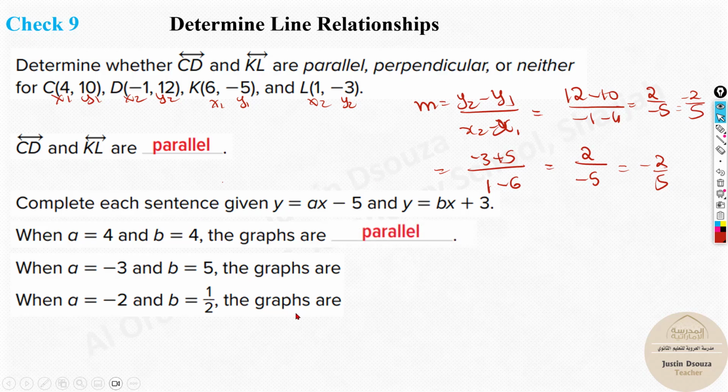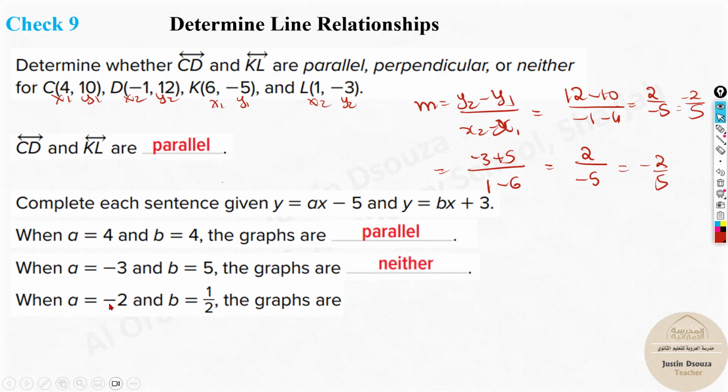This is parallel. Now what if it's minus 3 and 5? This just doesn't make sense because they are not the same. They are neither the negative reciprocal. Yes, the signs are different, but if this is 3, this should be 1 by 3, or if this is 5, this must be 1 by 5. No, they're not. So this is neither.